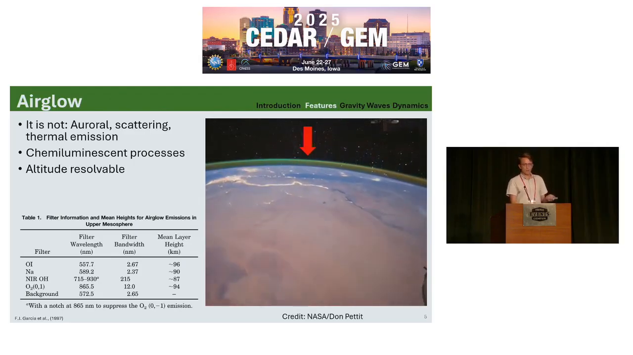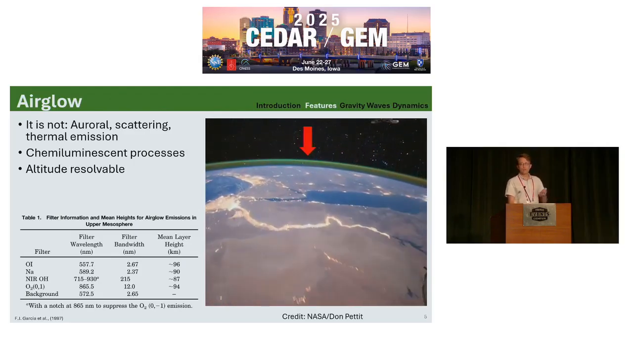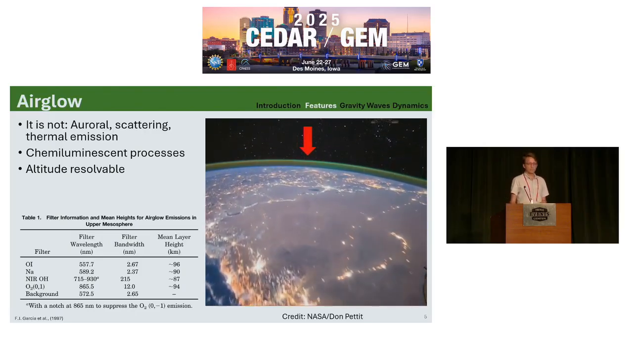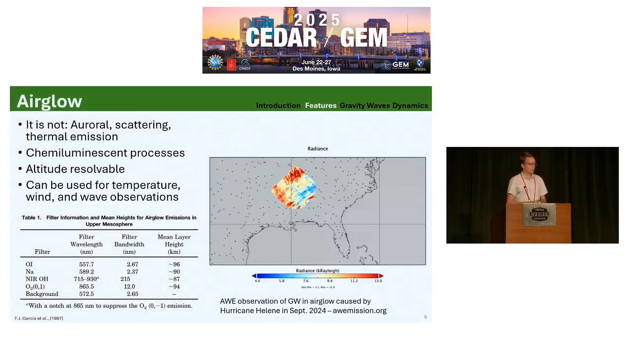What's nice about airglow is that it is altitude resolvable. We know the location of these different species that are emitting this airglow. Thus, if we can observe them, we know exactly what altitude that came from. So airglow can be used for temperature and wind measurements using FPIs, and you can do wave observations by using various types of imagers.